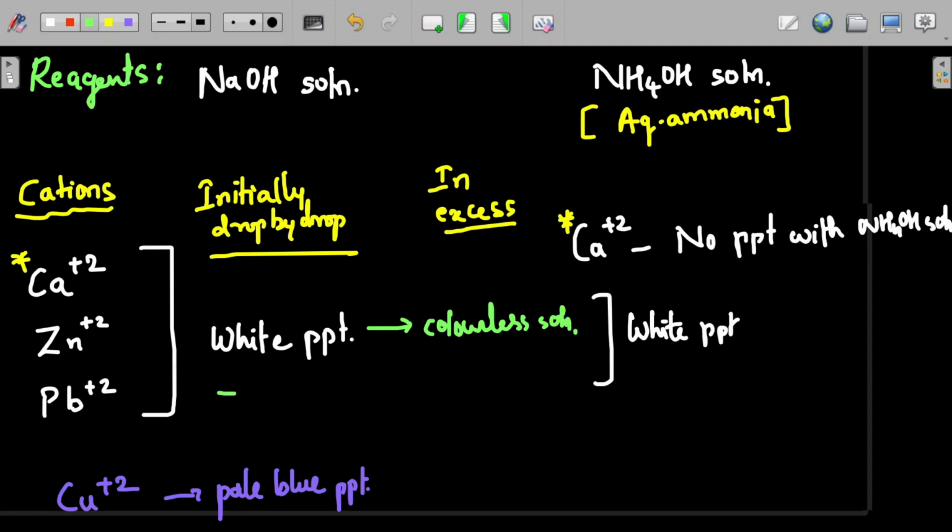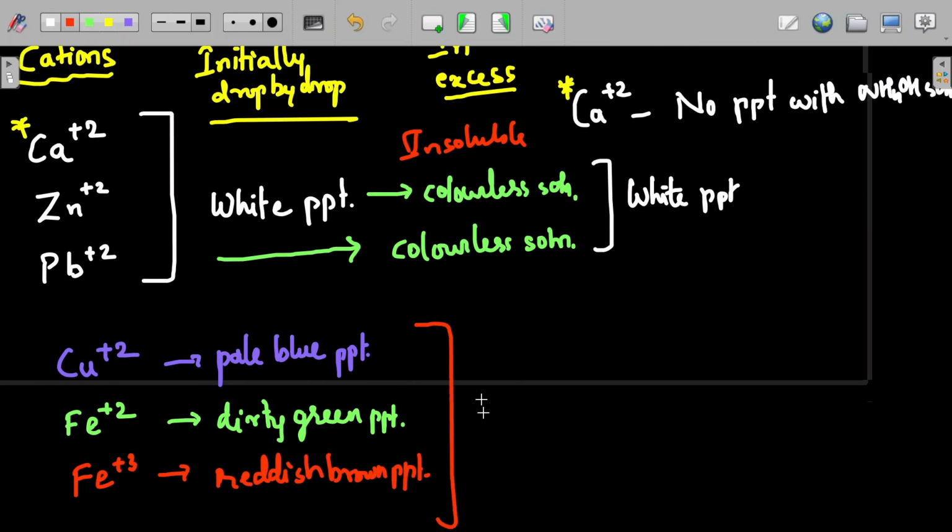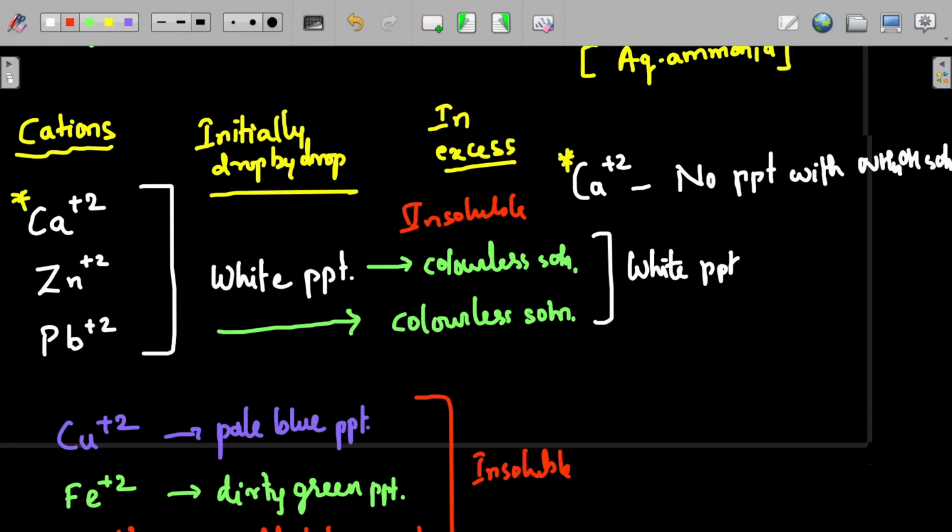Okay, same thing happens with lead also. The white precipitate formed, to that you are adding excess, then that also dissolves and forms a colorless solution in excess. Remaining all whatever are there, they remain insoluble. All these three are also insoluble. This is what happens when you are adding excess of sodium hydroxide solution.